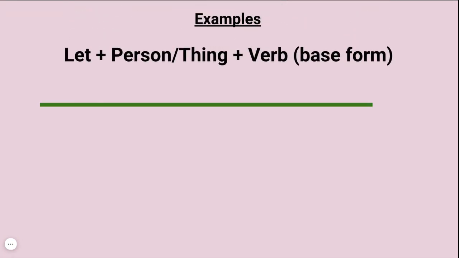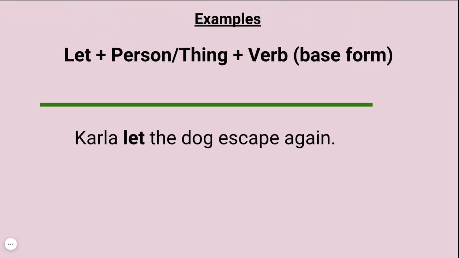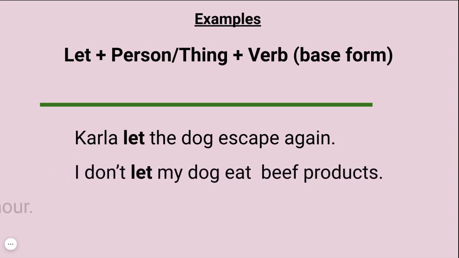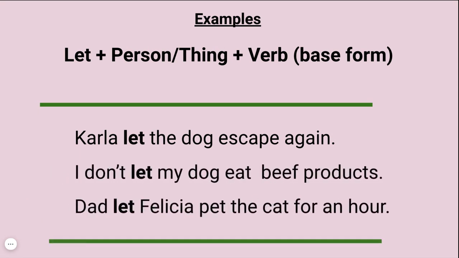And a few examples coming up. Again, that's the grammatical structure. Let plus a person or a thing plus a verb in the base form. Let's take a look at these examples. Carla let the dog escape again. Carla didn't escape. She's the one that somehow caused the dog to escape. And the next one, it's the idea that I don't allow my dog to eat beef products.